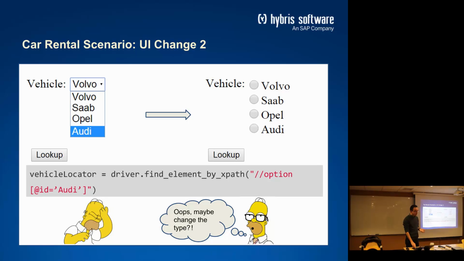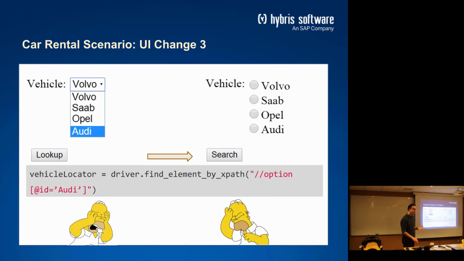But again, the test will fail because it was looking for select elements, which is the drop-down menu. And the community suggests, okay, maybe you could change the type. So instead of using select, now you use the radio button. But the problem is that the day after, they introduce another change. So instead of having the lookup button, now they have a search button. So what I'm trying to get at is that the concept of the application has not changed. The business has not changed. It is still the same notion of selecting one element and finding that element.